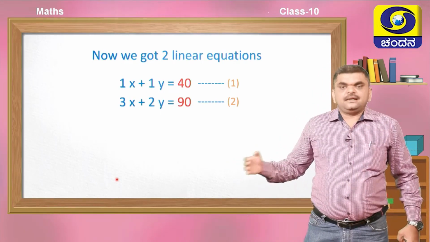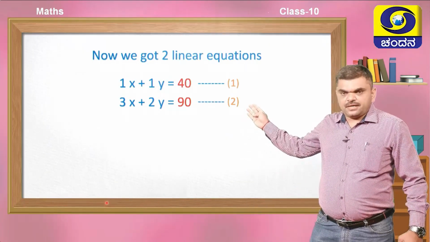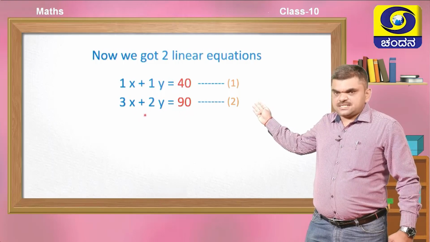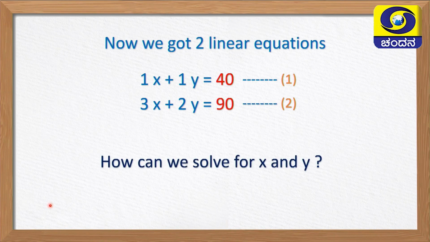So let us take both equations. 1x plus 1y is equal to 40, assume this as equation number 1. And 3x plus 2y is equal to 90, assume this as equation number 2. Now, how can we solve for x and y? We already know how to solve for x and y.